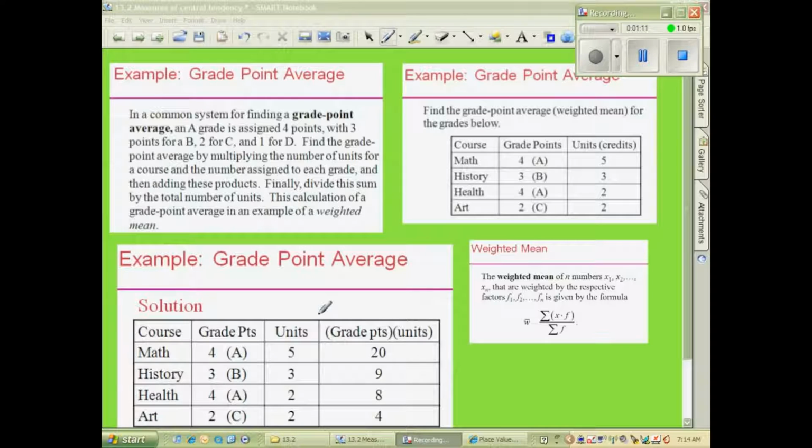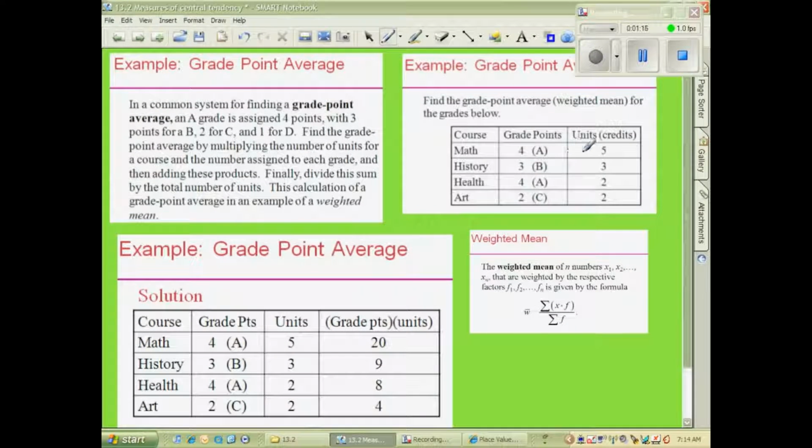They've created a nice table for us to see what we're trying to point out. We see here that if you get an A in this particular class, it's 4 points, and that particular class is a 5-unit class. Whereas in the history class, that person earned a B, and that particular class is a 3-unit class. The health class is only 2 units, and the art class is only 2 units. And that makes sense, right? When you're in college, your different classes have different weights. They're not all 3 credit hour classes, let's say.